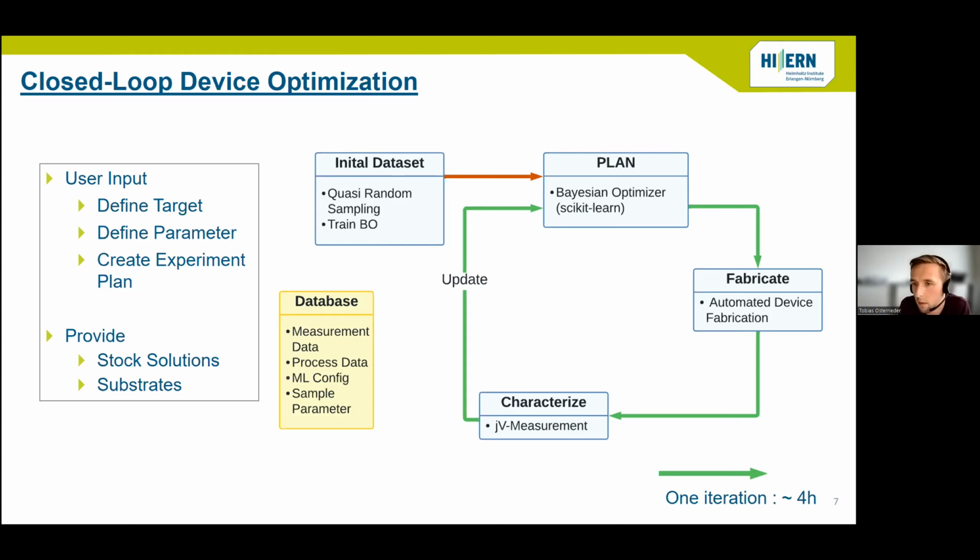Line 1 will then fabricate those cells. It will measure the cells, and after it measures, it will give the PCE to the optimizer, and then the cycle repeats over and over.